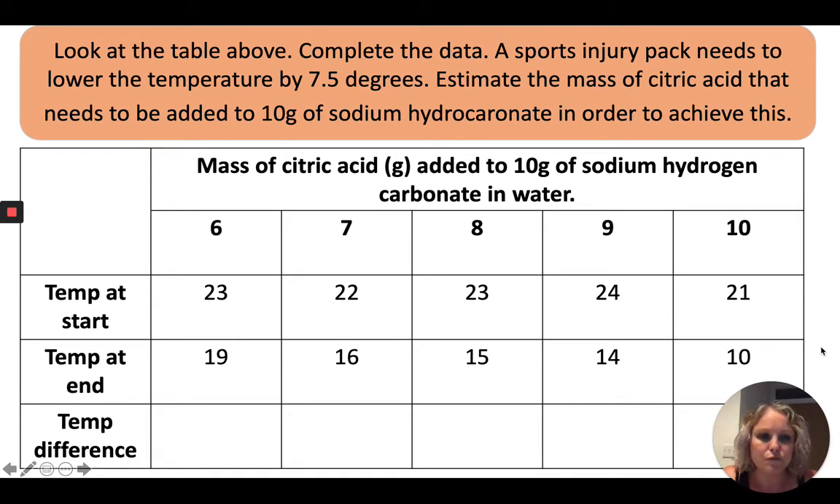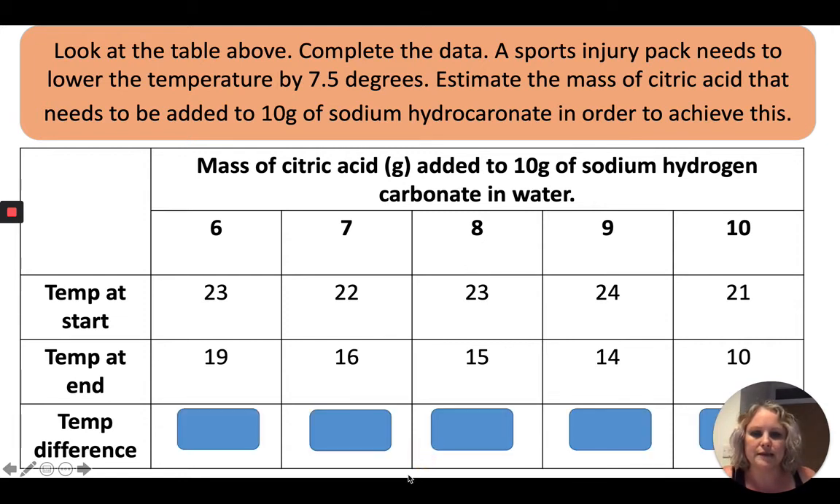Okay, so first of all, what you need to do is work out the temperature difference. So complete the table, work out the temperature difference. I'll pause it here. Okay, and then you need to estimate how much citric acid needs to be added to 10 grams of sodium hydrogencarbonate. So how much needs to be added if we want it to cool down by 7.5 degrees?